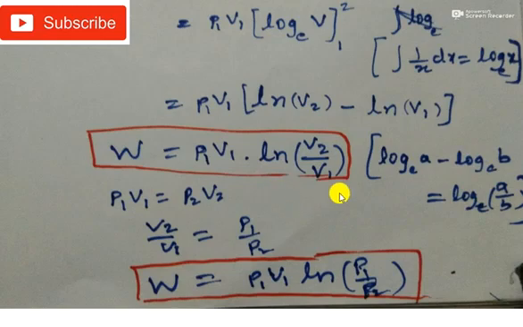So if you want to write the work done formula in the form of pressures, we can write this formula with P1 by P2. Why? Because we know for an isothermal process P1 V1 equals P2 V2. So if you write V2 by V1, it is equal to P1 by P2. So we can write it in the form of volumes and in the form of pressures like this.